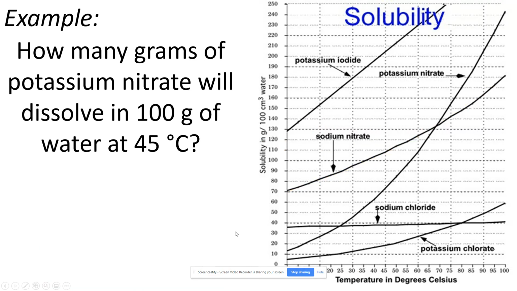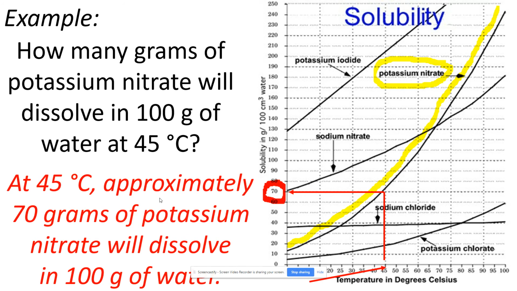This next one, we need to solve this problem. How many grams of potassium nitrate will dissolve in 100 grams of water at 45? Now remember, 100 grams of water is the same as 100 milliliters, which is the same as 100 centimeters cubed, the y-axis. Find the curve, there it is. Find the temperature that's listed. Read up and across, find the solubility that's listed. Write it down, 70, and then think.